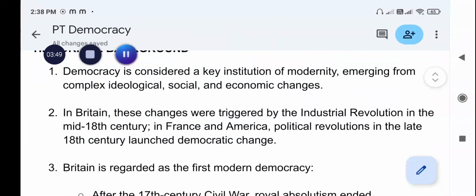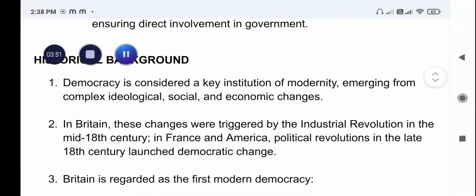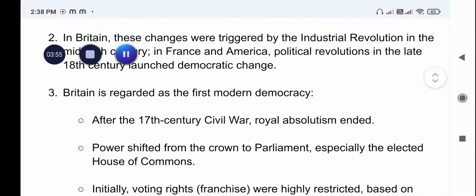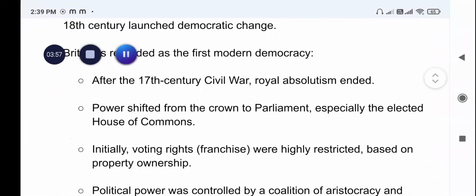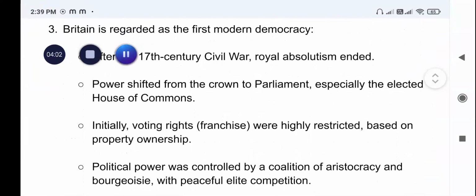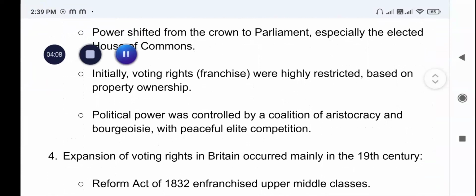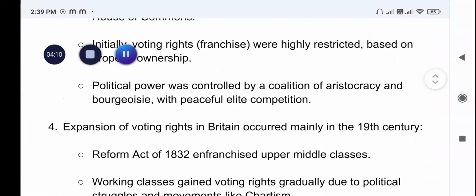So the history of democracy once more emerged in Britain. This was triggered by the Industrial Revolution. After the 17th century civil war, royal absolutism ended and power shifted to parliament. Initially, voting rights were highly restricted based on property ownership, and were controlled by the aristocracy and bourgeoisie.